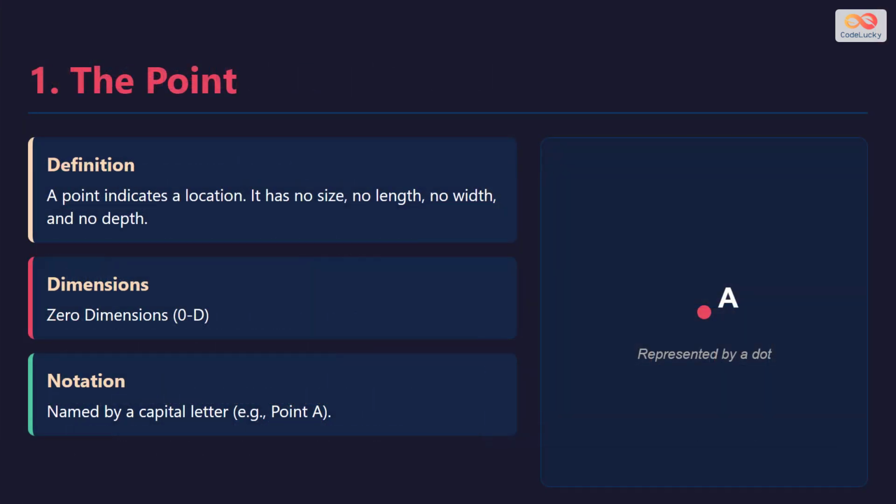Let's start with the simplest term, the point. A point indicates a specific location in space. It has no size at all, no length, no width, and no depth. It is zero-dimensional. In diagrams, we represent a point with a simple dot, and we name it using a single capital letter, like point A.